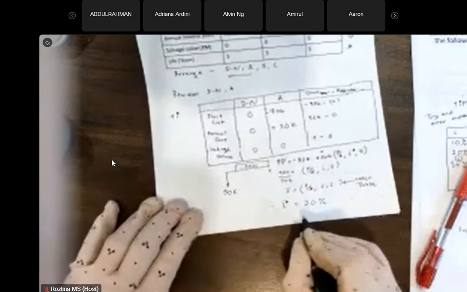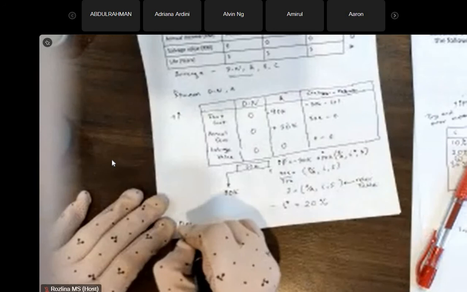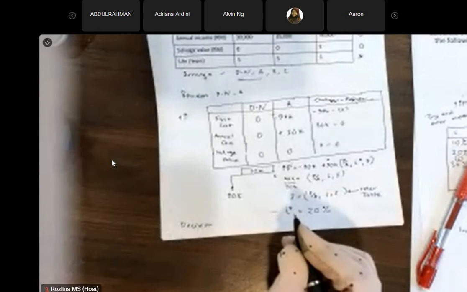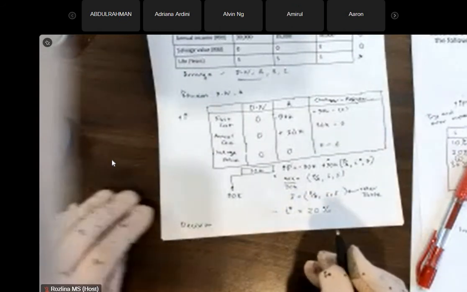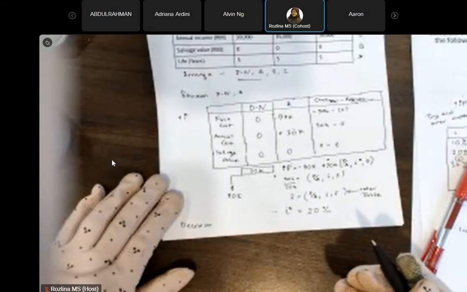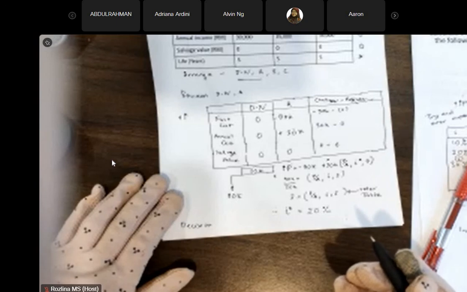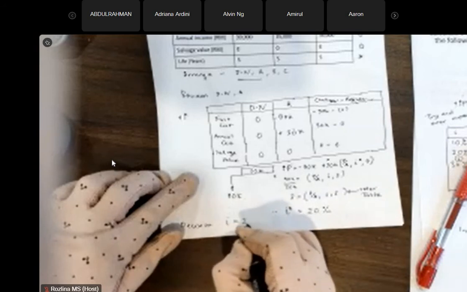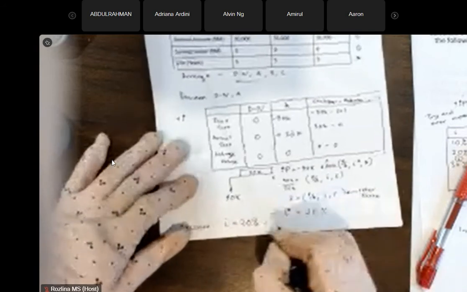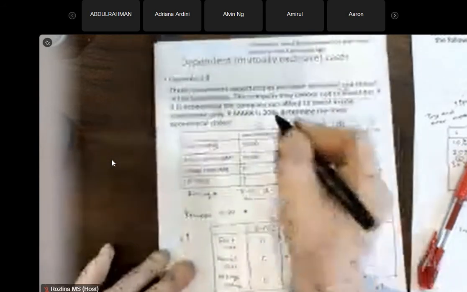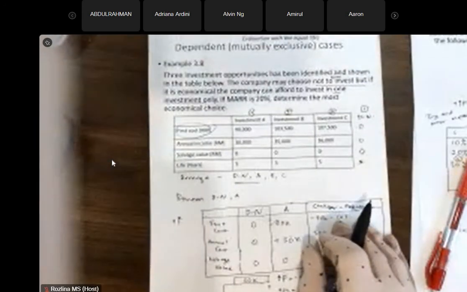So what is your decision? Accept challenger. What is the challenger here? Is it Scheme A? Yes, it is A. Because I is equal to 20%, which is equal to MARR. So it is equal. Remember what our condition was earlier? This is important.